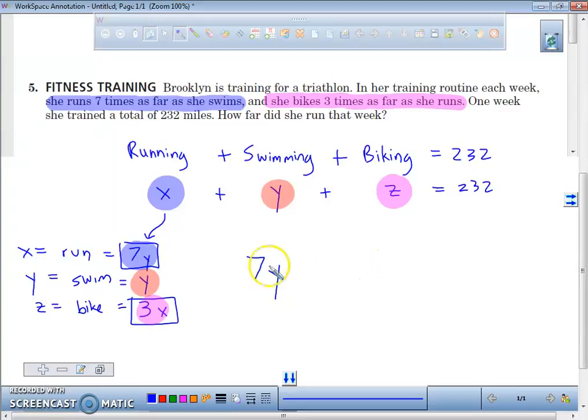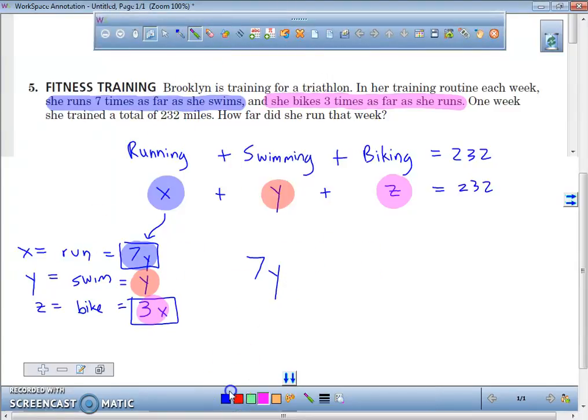What I'm doing right now, we are categorizing running, swimming, and biking. Okay, so we have running, swimming, and biking. I've just color coded them. All right. So right now we said our running was 7 times our swimming. So that's how I got the 7. I got the 7Y.